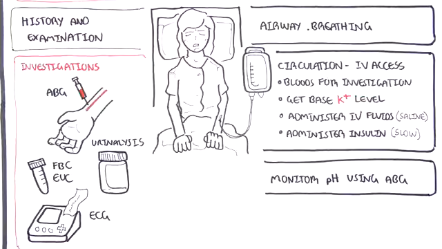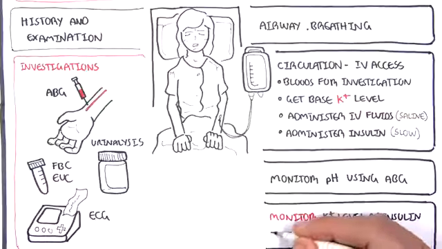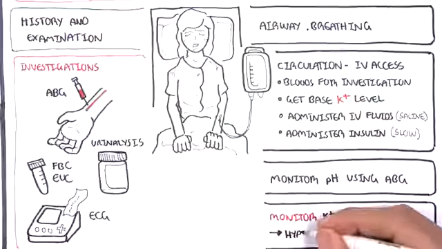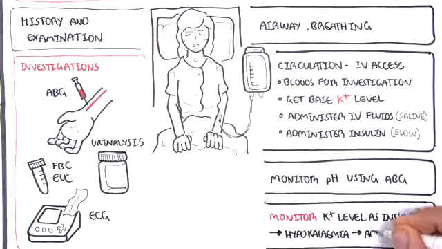So again, monitoring pH by doing regular arterial blood gas is important. And also it is important to monitor serum potassium levels. The reason it is important to measure serum potassium levels is that insulin is being administered, because insulin will actually cause hypokalemia. If you get hypokalemia, you can actually trigger an arrhythmia. Sometimes calcium gluconate can be administered to protect the heart from these hypokalemia-induced arrhythmias.